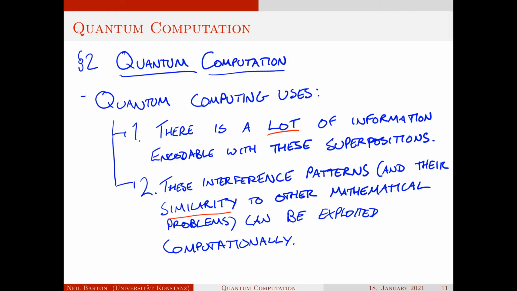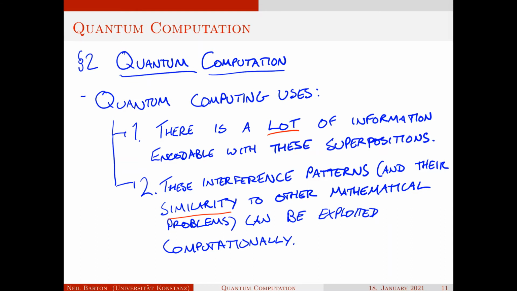So the first thing to note is that there is a lot of information encodable within these superpositions. Any linear combination of states is going to be a superposition, and this is going to give you a huge amount of possible states that these particles can be in, right? Or you might have only a couple of states for a classical computer, let's say a bit for a classical computer. What we're going to do is use the fact that there are so many different states a particle can be in to encode a lot of information into what will be the qubit.